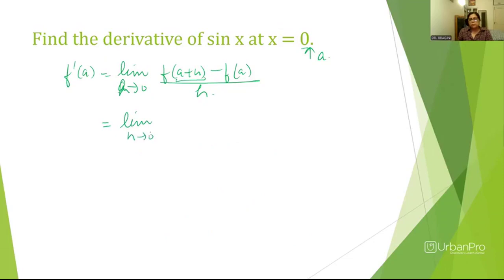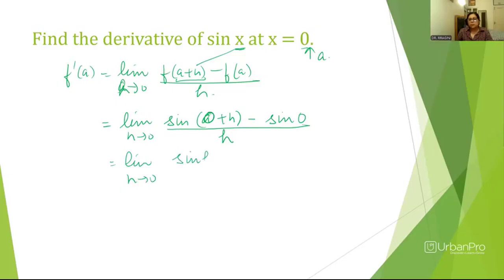Limit h tends to 0, sine of, at the place of x, you put here a plus h. a plus h is 0 plus h, minus sine of 0, divided by h. So here we get, h tends to 0, this becomes sine h. Sine 0 is 0, right? So we get limit h tends to 0 sine h by h.